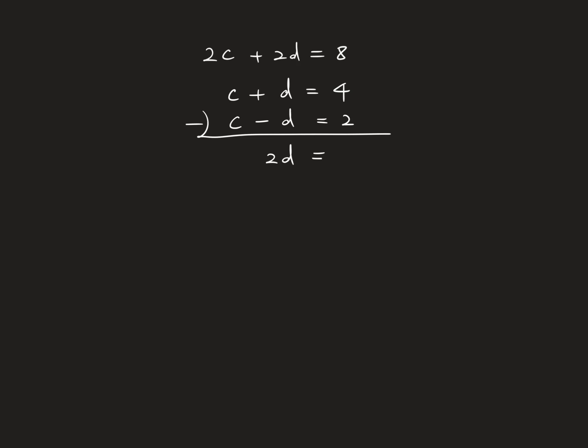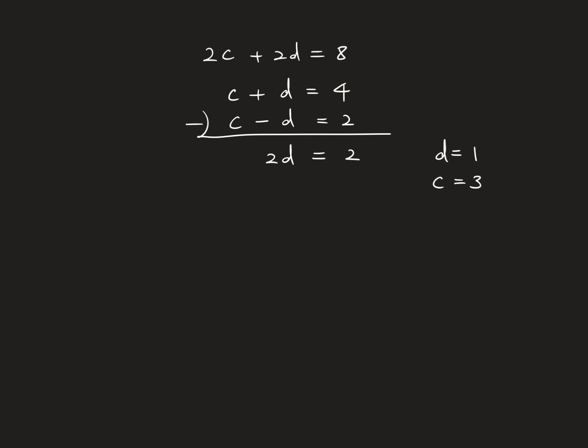So we divide this equation by 2. What we have is c plus d is equal to 4. And the other equation was c minus d is equal to 2. And then we subtract. The left-hand side is 2d, and the right-hand side is 2. And d is equal to 1. And then we just substitute this value into any equation, and then we can find that c is equal to 3.